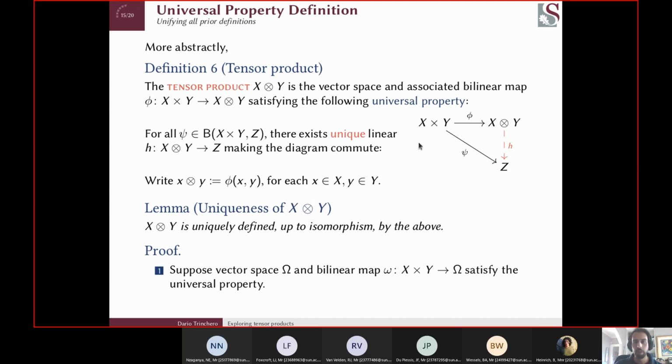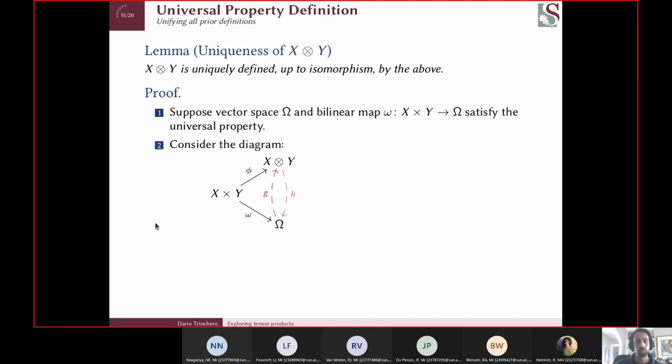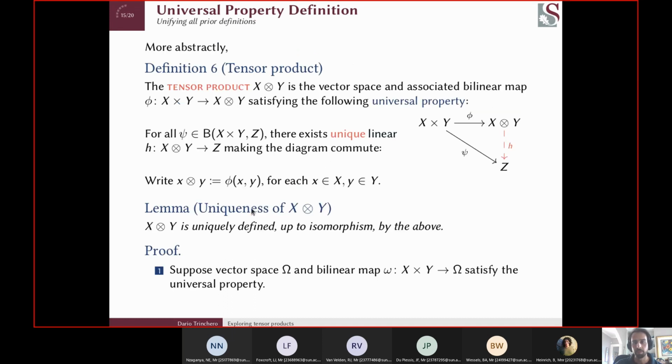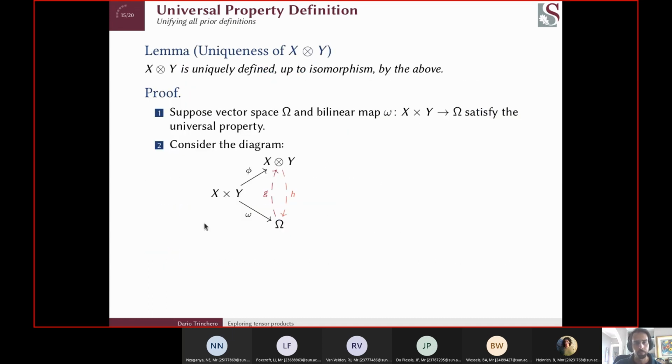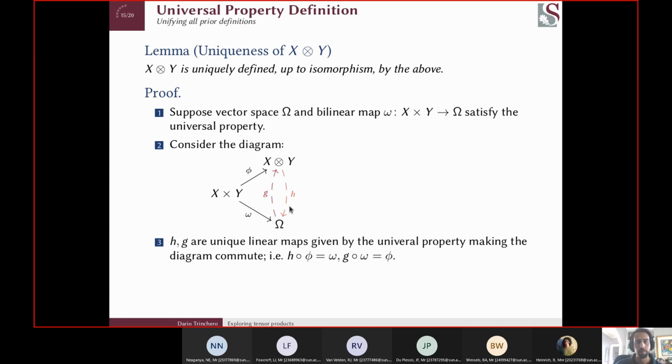Well, suppose that there's some other vector space that satisfies this universal property together with its associated maps, as omega is filling in for the place of phi. And then we can just construct the following diagram where we keep the phi and we throw the omega in the place where psi was, right? Now, this diagram gives us two unique arrows by the universal property.